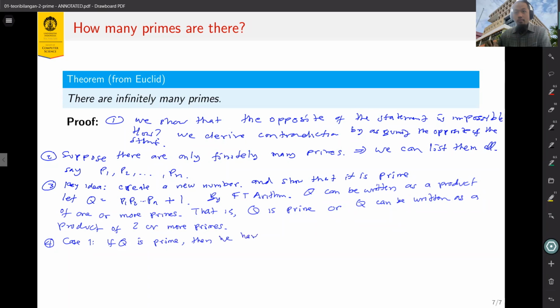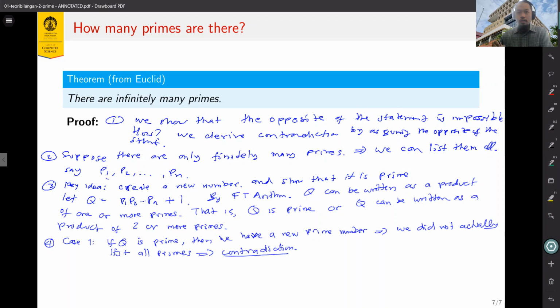We have a new number, a new prime number, which means we did not actually list all primes. So it's a contradiction because we already said we can list all of them, and all of them are P1 up to Pn, right? So it's a contradiction.